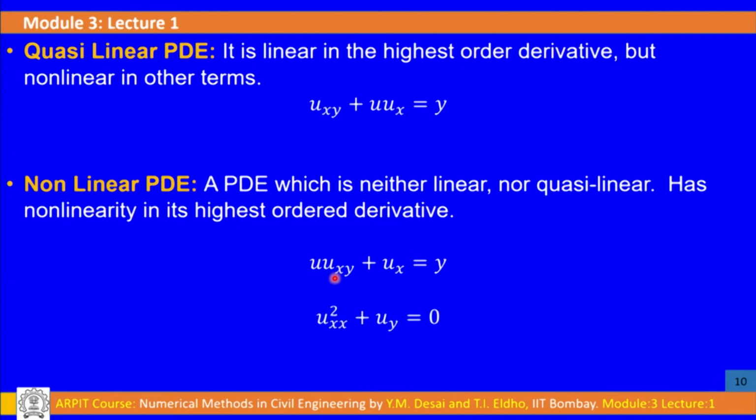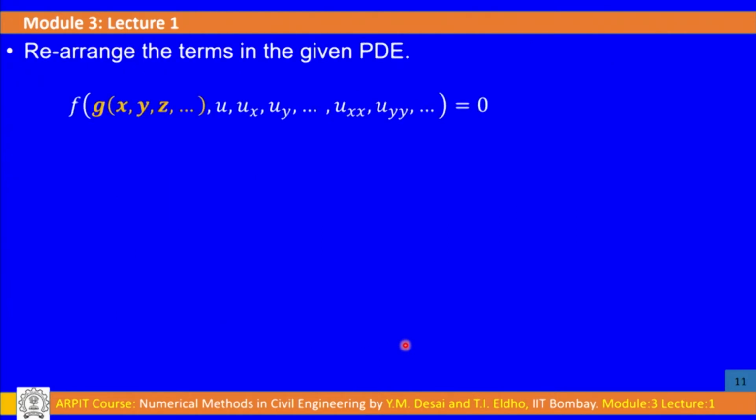Okay. Another example, as I was saying, a power of the highest order derivative: square of ∂²u/∂x² plus ∂u/∂y equal to 0. If this square term had been applied to ∂u/∂y, it would then have been a quasi-linear PDE. So, let us look at some examples, but before that I want to discuss one more thing.